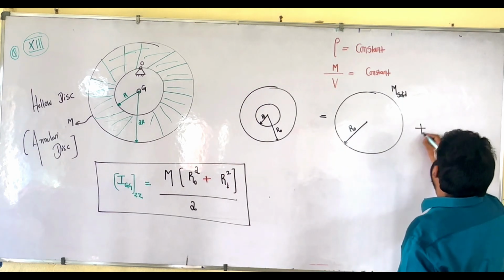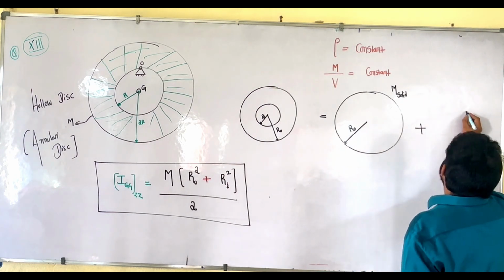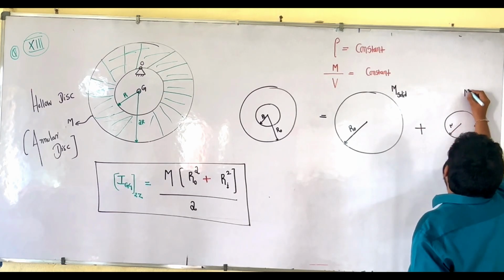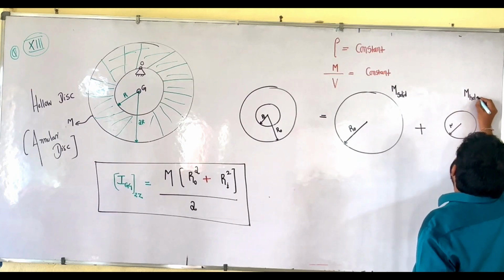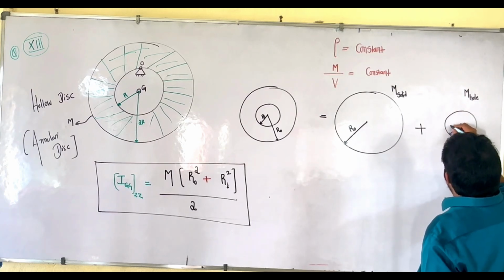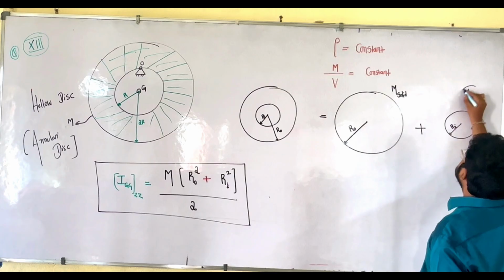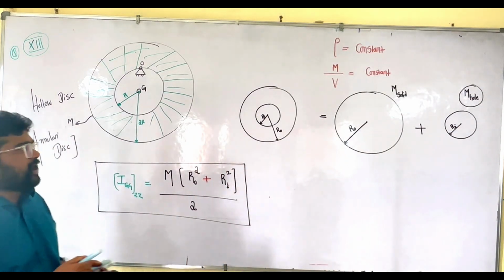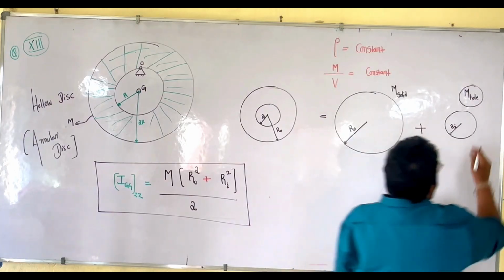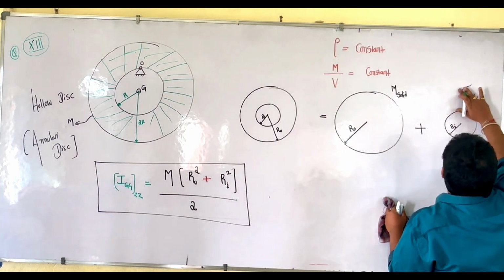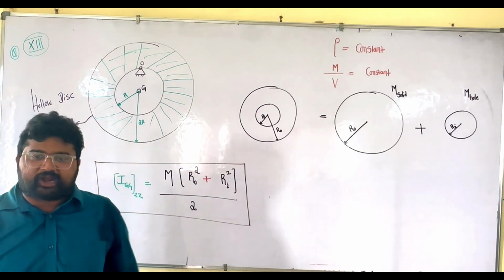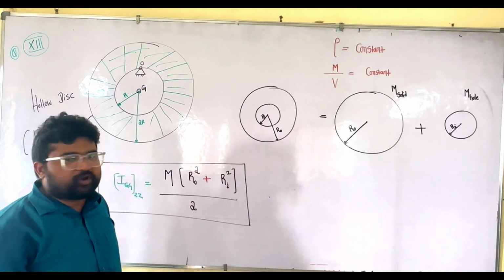Minus, here you can take a hole. What is the hole? M hole, the mass of the hole. What is the radius of the hole? Inner radius. This is negative mass. If you remove this much amount of disk from the solid disk, you will get a hollow disk.